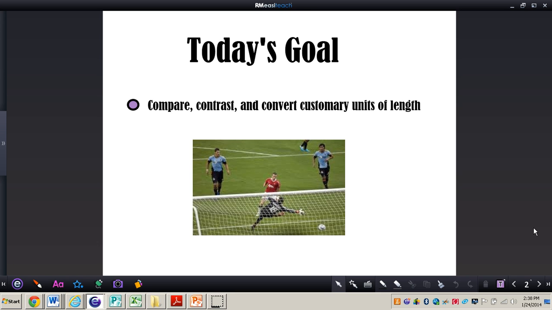Now, when I say customary units of length, these are the units of length that the United States uses, while pretty much the rest of the world uses metric units of length. So when I say customary units of length, I'm talking about feet, inches, yards, miles.